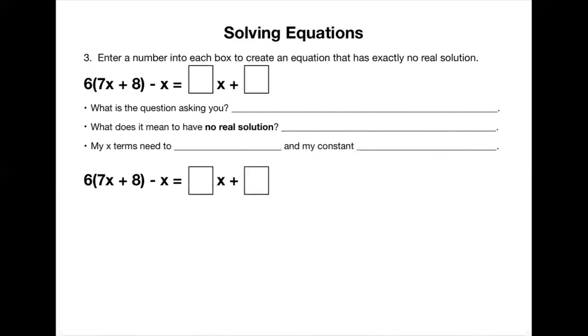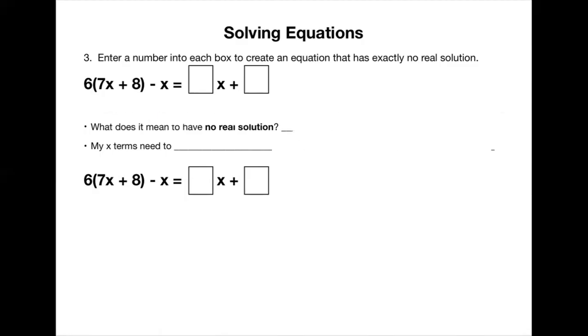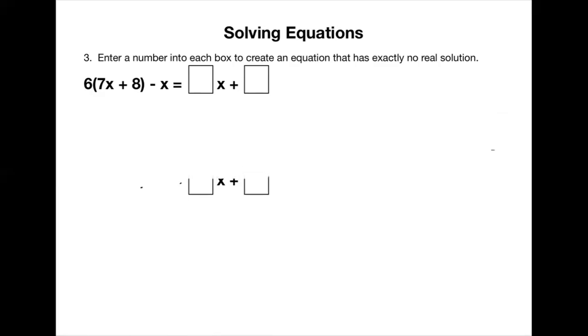All right, today we're going to continue on solving equations from the state testing, and this time the question's a little bit different. So let's look here at the first question under solving equations. Number 3, it says here, enter a number into each box to create an equation that has exactly no real solutions. So for a moment here, let's erase all this. Let's just look at our question.